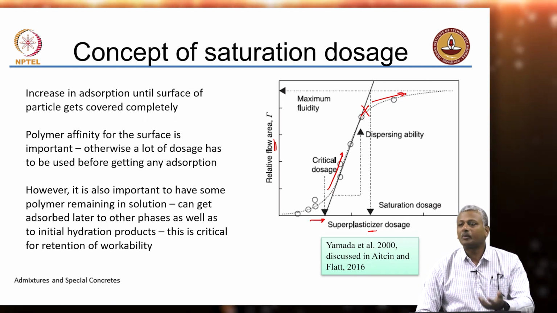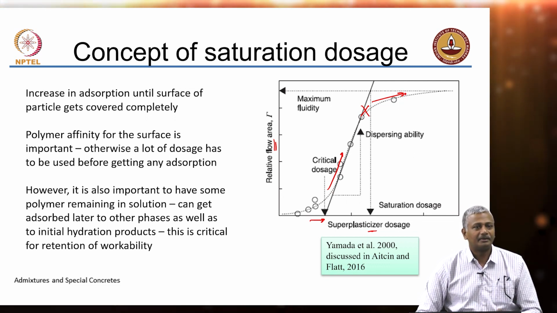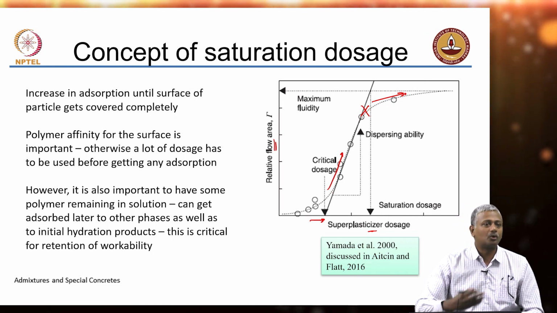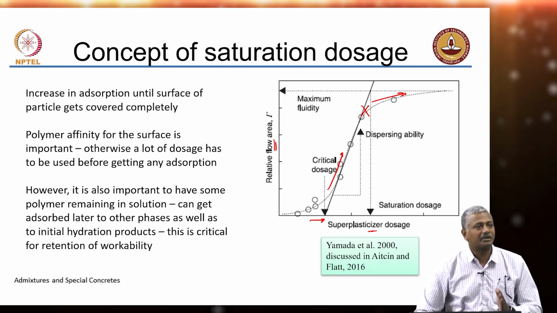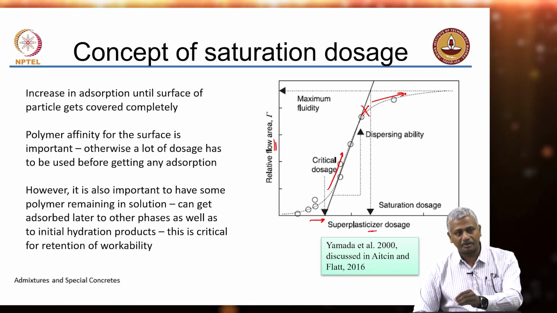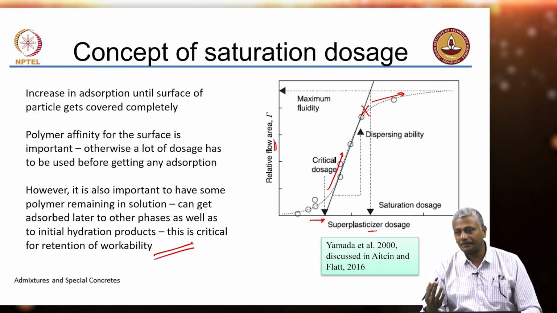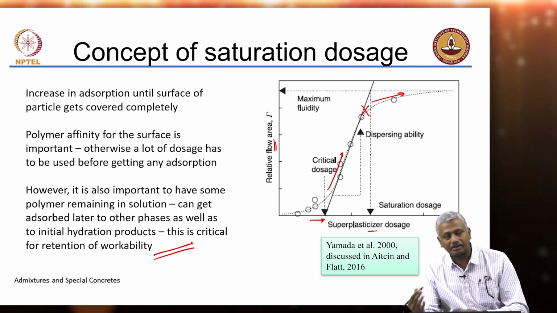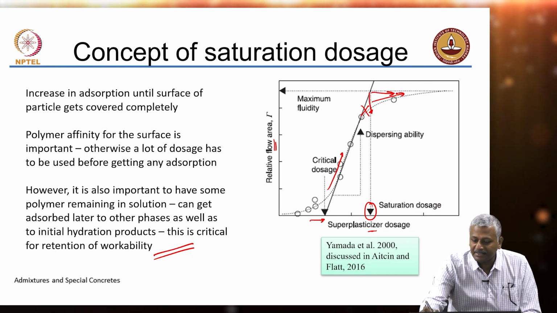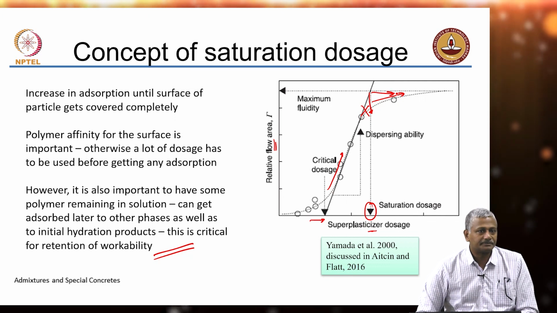Okay. In economics, we call it the law of diminishing marginal returns. Here the returns are the workability, and you are pumping in more and more of the admixture. After a given point, you really do not require any more admixture to provide initial workability. But please remember that retention of workability could be made possible by the extra chemical that you add in the system. So, your saturation dosage is where you do not really see any further significant increase in your flowability.